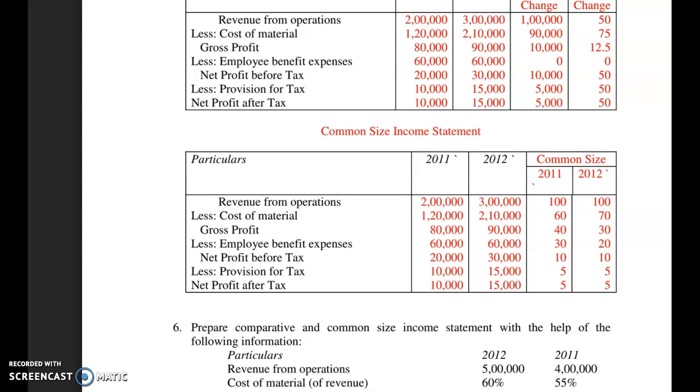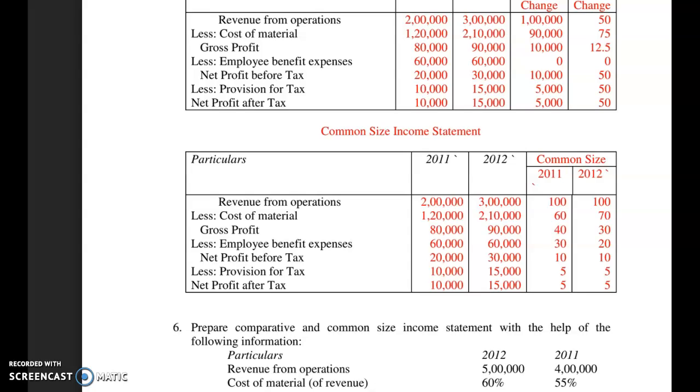Now this is the cost of material or cost of goods sold. When we deduct the cost of material from revenue from operations, the result will be the gross profit. 2 lakh minus 1,20,000, gross profit is 80,000. 3 lakh minus 2,10,000, gross profit is 90,000.